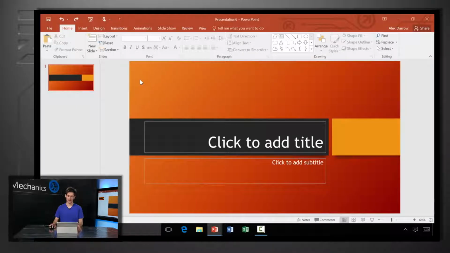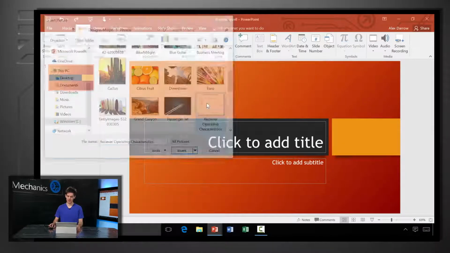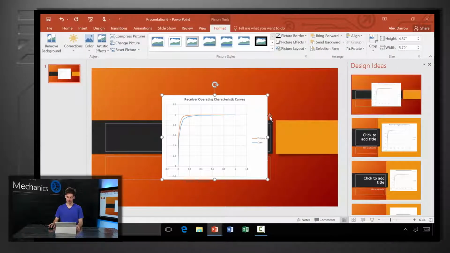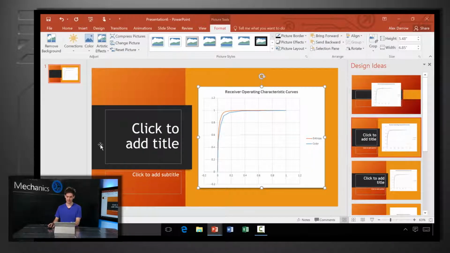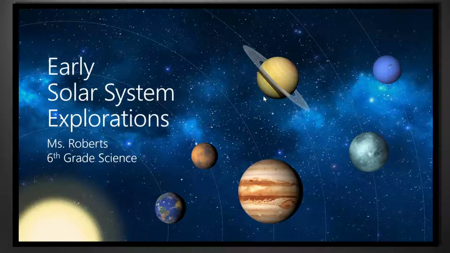I'm going to show you one last example, where I'm going to insert a photo of a chart. Designer is smart enough to know that this is a non-photographic image. So instead of giving me background options, it will move the design elements out of the way and place the chart next to them in a way that looks balanced and intentional. Now let's look at Morph.